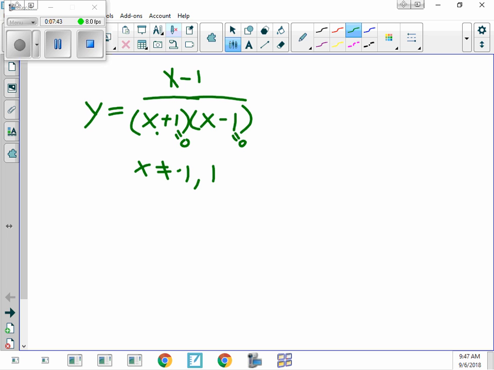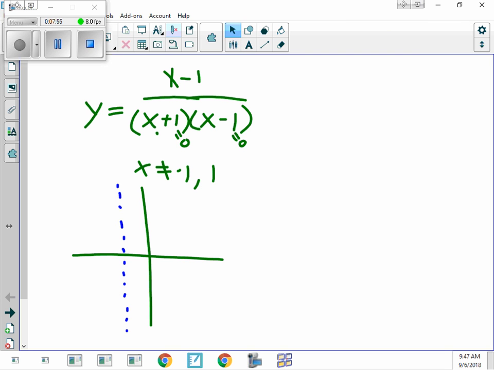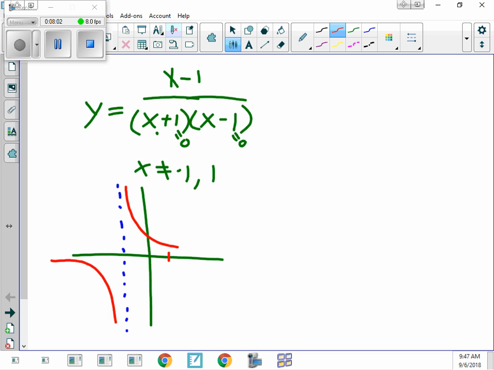And this graph's a little bit weird, and we're not going to get into it too much, but I have a vertical asymptote here. So the graph is going to look like this. Hang on, let me do that a little bit better. Do you guys remember those from last year? It's okay. We'll go over it again.